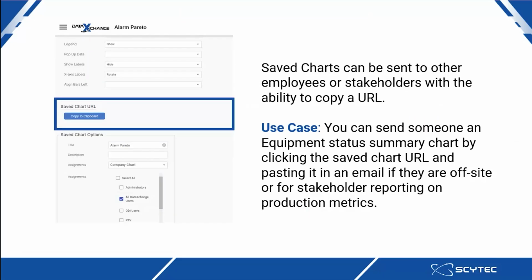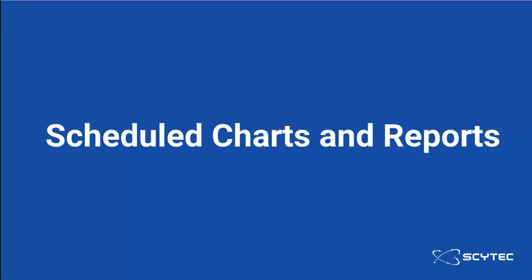Now, let's say, for example, you would want to take one of these saved charts and send it to somebody. You can do that with the Save Chart URL option, and saved charts can be sent to other employees or stakeholders with the ability to copy a URL. I discussed this a couple of slides ago, but a good use case for this is that you can send somebody an equipment status summary chart in DataXchange by clicking the Save Chart URL and pasting it into an email if they are off-site or for stakeholders that need reporting on the production metrics.